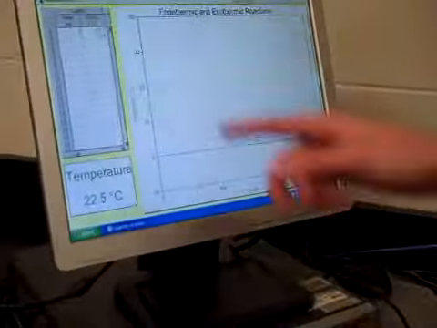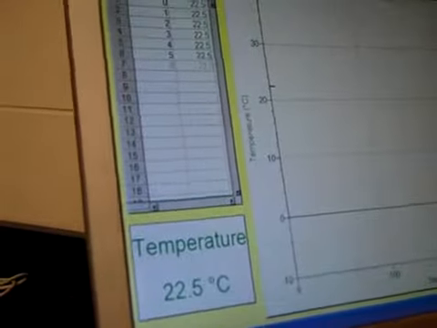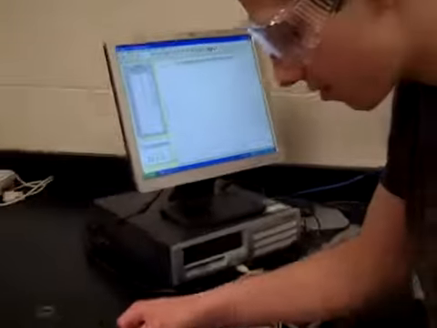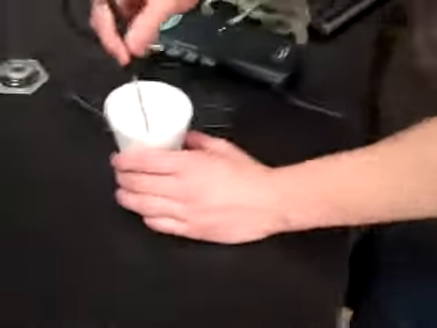So I'm going to press collect. Let it collect until it gets to around 10. And at 10, I'm going to put in the magnesium strip. Here we go. And it starts to bubble, as you can see.